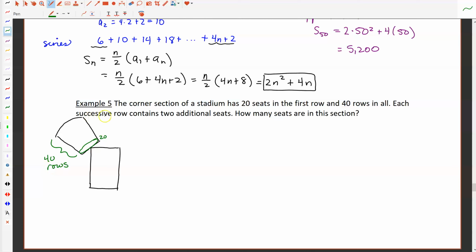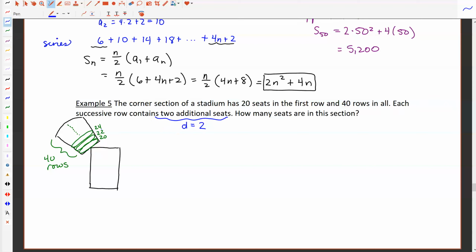And each successive row contains 2 additional seats. So this next row right here would have 2 additional seats, or 22 seats. The next row after that gets 2 additional seats, or 24 seats, and so on and so forth all the way back through this section. So that 2 additional seats, that's going to be our common difference d. Right? It's how much it's changing from one to the next.